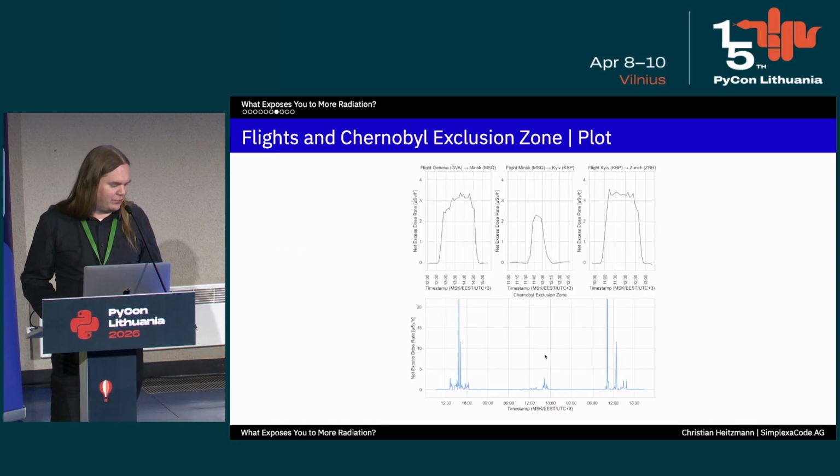And this is the interesting graph I want to show you. And here you perfectly see the 3 flights. You see perfectly how the plane goes up and comes down again. When you are at the travel height, which is around 10,000 meters, as you all know, the radiation is around 3.5 microsievert per hour. And on the bottom, you see the 3 days within the Chernobyl exclusion zone.